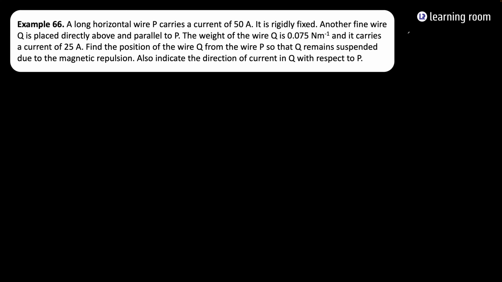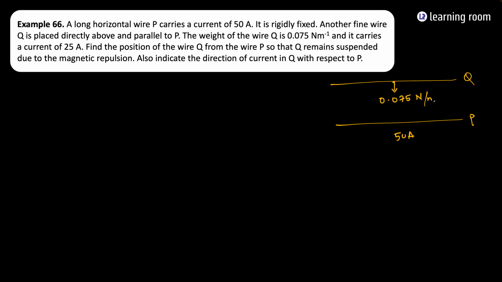I will show this. Listen. A long horizontal wire P carries a current of 50 ampere. So there is a wire P which carries a current of 50 ampere. I have not yet mentioned the direction, I'll do it. Another fine wire Q is placed directly above and parallel to P. Right, it is placed above. The weight of the wire Q is, so this wire has a weight acting in this direction, of how much value?